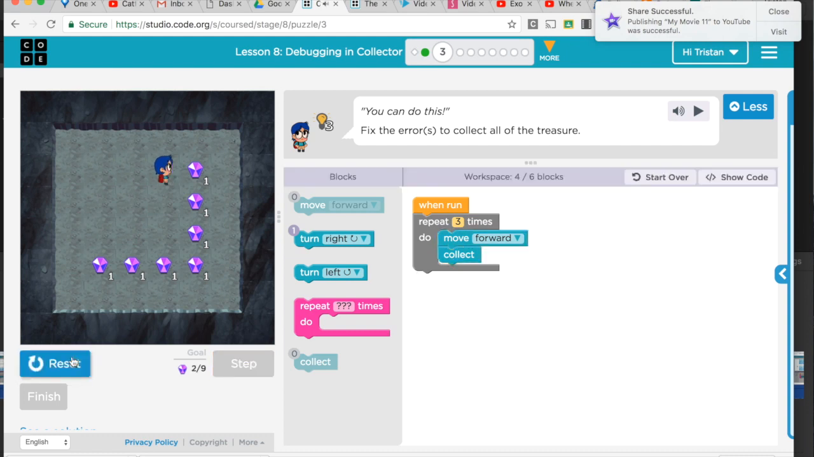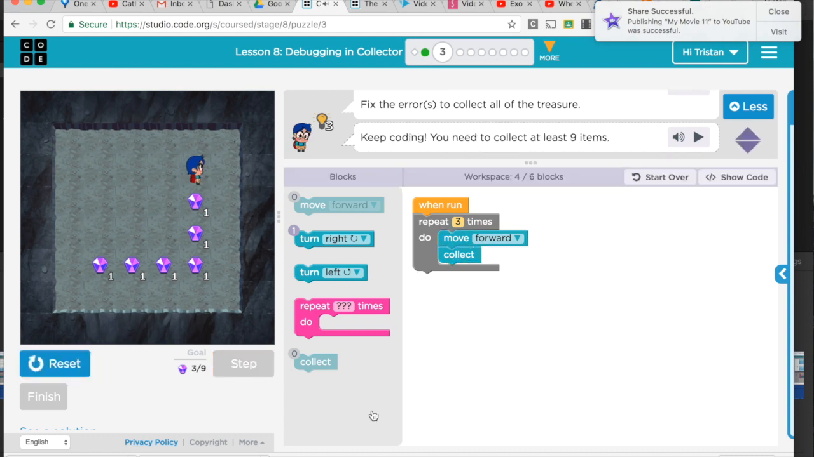See, this one has a problem too. Similar kind of thing. Definitely missing a turn in there somewhere too.